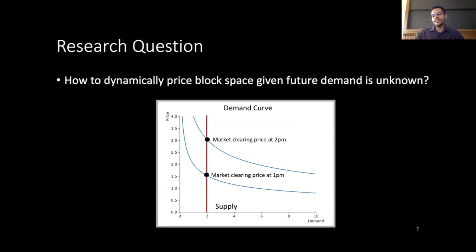One particular challenge in the blockchain domain is that the market clearing price might change over time. We might have different demands at different times of the day, and not only that, you might have a very different demand on different days of the week. So our mechanism needs to be able to adapt to this change in the demand curve over time.